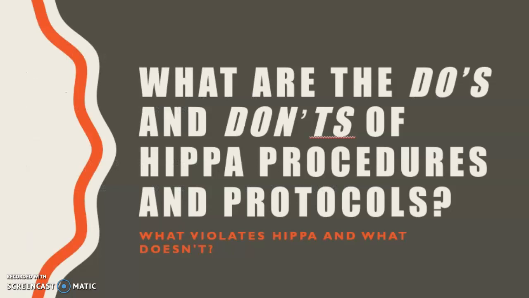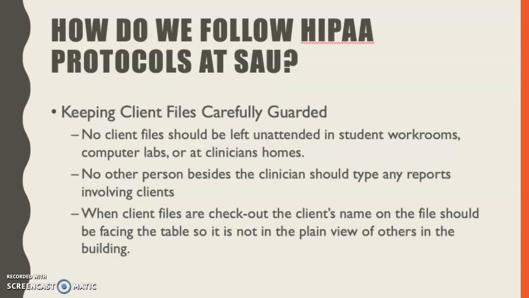So what are the do's and don'ts of HIPAA procedures and protocols? What violates HIPAA and what doesn't? There are many ways we ensure that clinicians are abiding by HIPAA protocols at SAU. This includes keeping client files very guarded. No client files should be left unattended in student workrooms, computer labs, or at clinician homes. No other person besides the clinician should type any reports involving clients. When client files are checked out, the client's name on the file should be facing the table so that it is not in the plain view of others in the building.